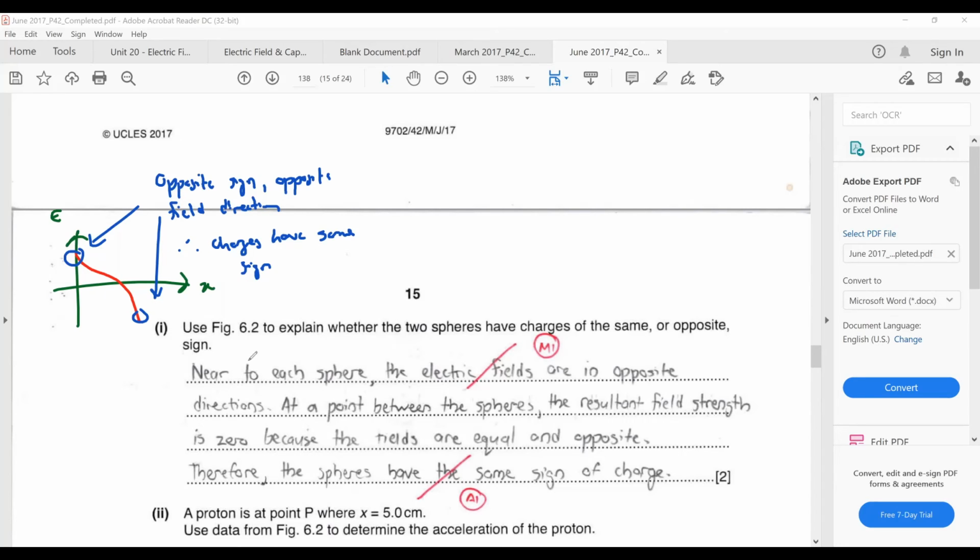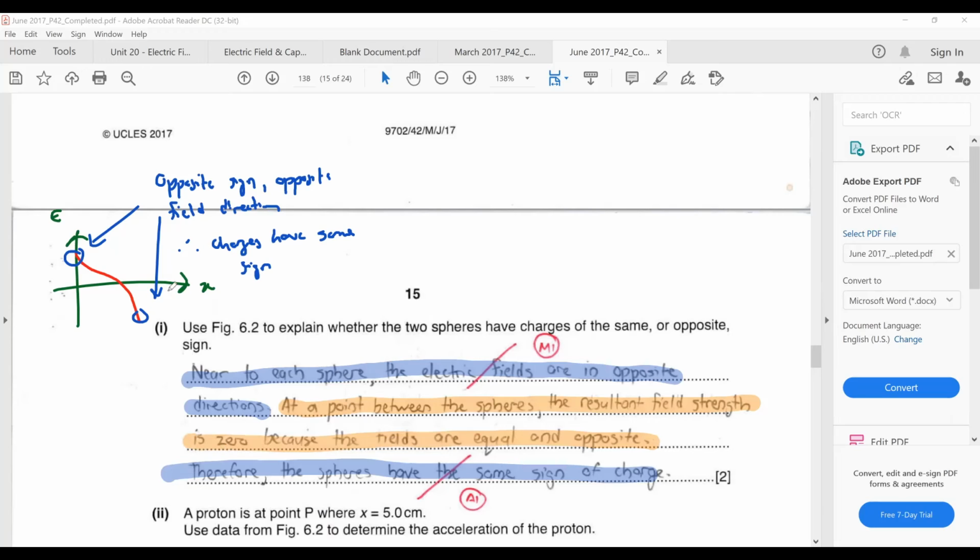Therefore, the charges have the same sign. Okay, so your answer will be something similar to this. You will say that near to each sphere, the electric fields are in opposite directions, and because of that, the spheres have the same sign of charge. There's only 2 marks here. It's either the first sentence and third sentence that will give you your 2 marks. Or you could also write the third one: at the point between the spheres, the electric field strength is 0 because the fields are equal and opposite. But this one I don't think it really ties to this now.